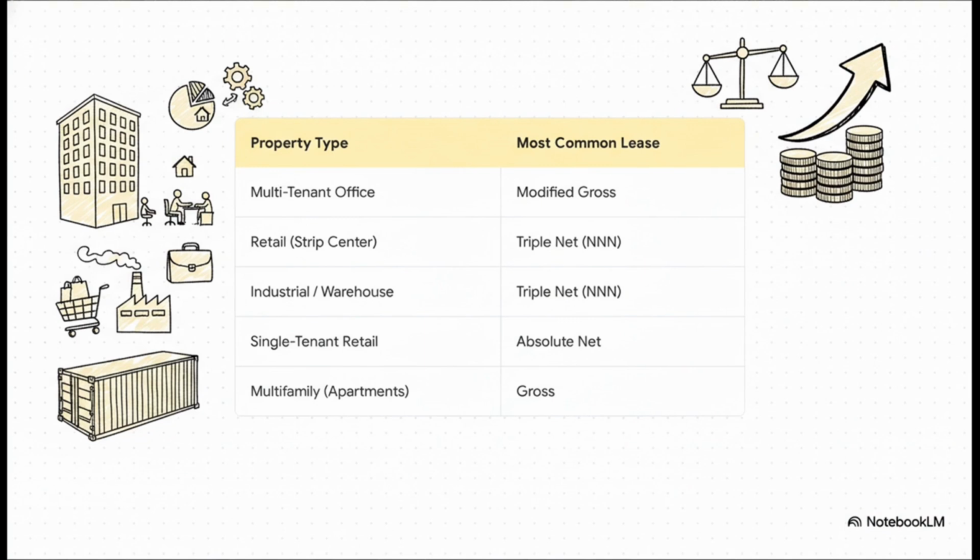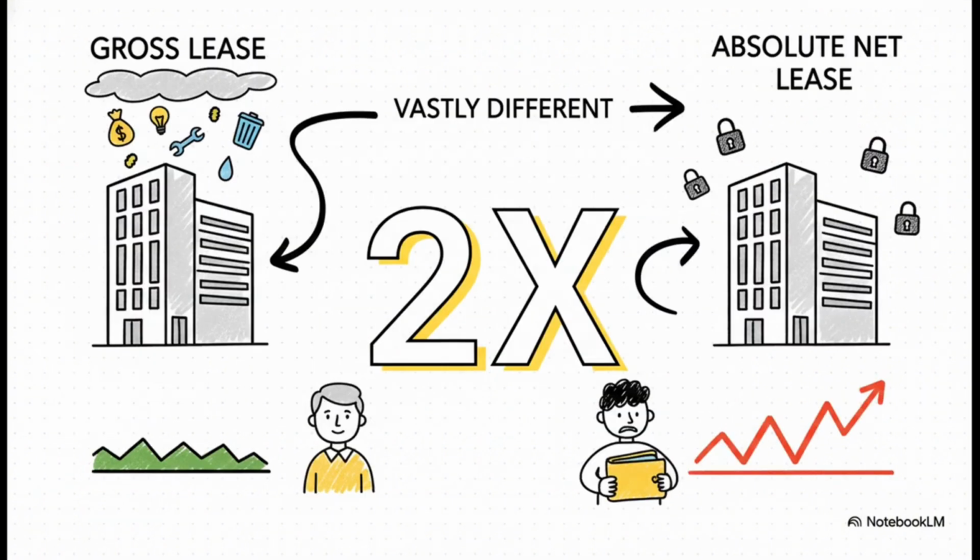Different property types have their own standard lease structures. It's just what investors and banks expect to see. So for a retail strip mall or a big industrial warehouse, you're almost guaranteed to find a triple net lease. But you walk into a multi-tenant office building, the standard there is much more likely to be a modified gross lease. And just think about it from an investor's point of view for a second.